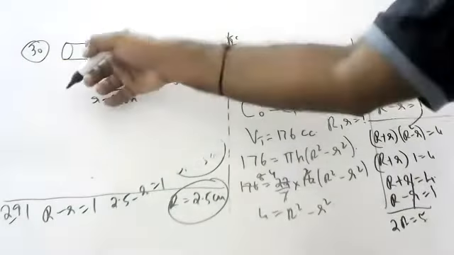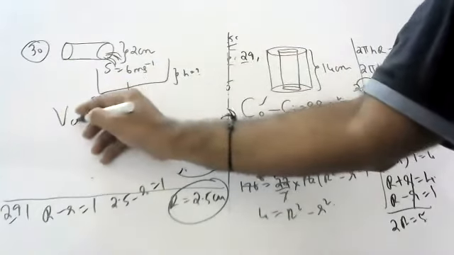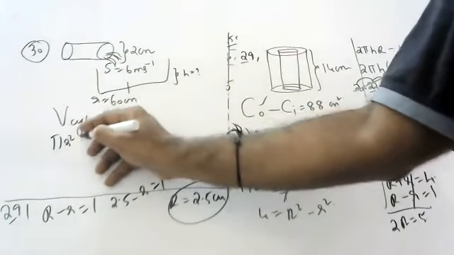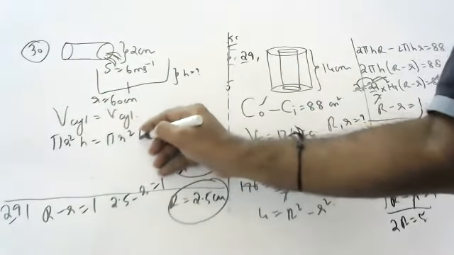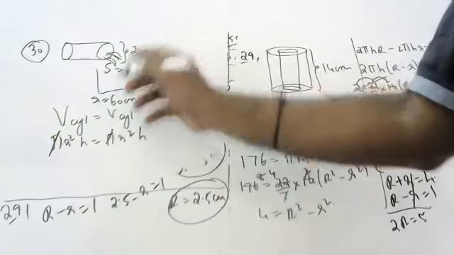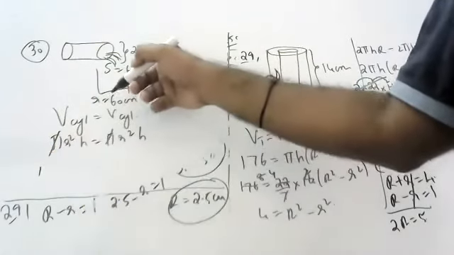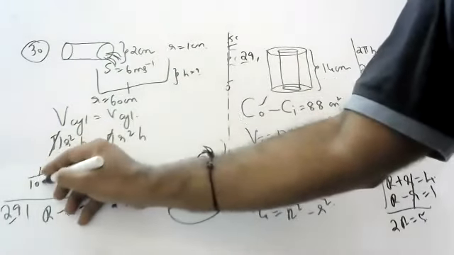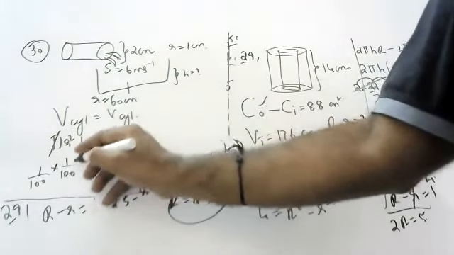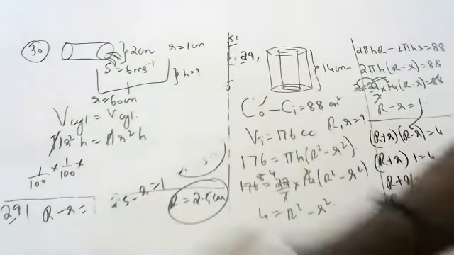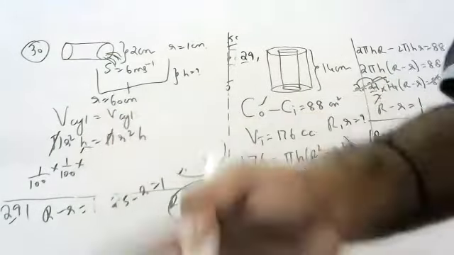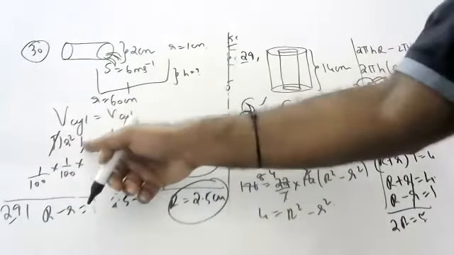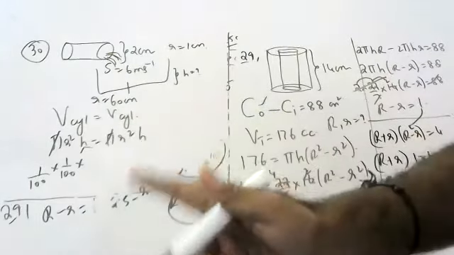What do you do? This is also a cylinder, this is also a cylinder. Volume of one cylinder is equal to volume of the other cylinder. Pi r square h is equal to pi r square h. Pi cancels. Diameter 2 centimeter, so radius is 1 centimeter. Centimeter to meter, divide by 100. Here only the actual thing comes. This height we should take as speed into time, because height is some distance only. Distance is equal to speed into time.